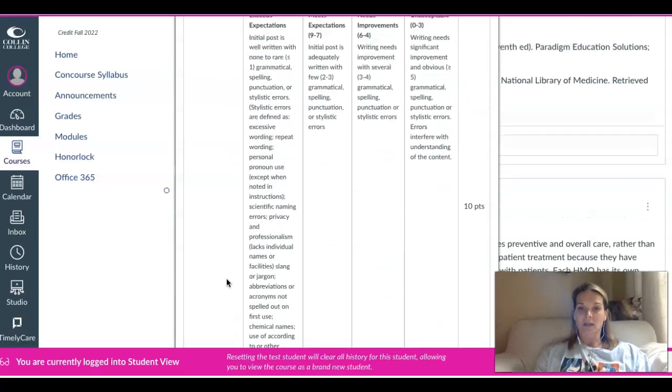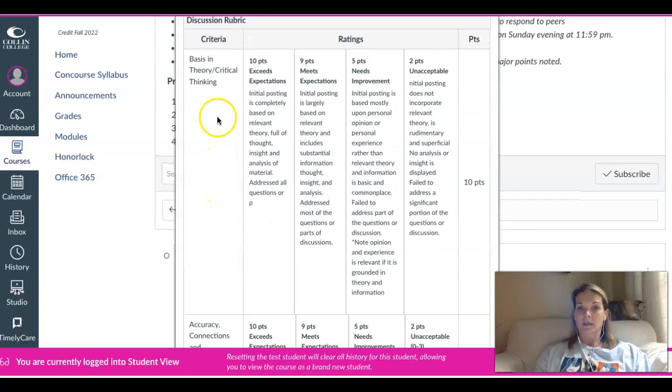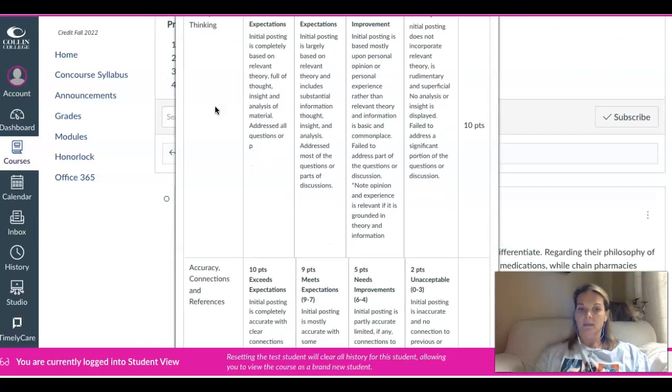So that's how you find your rubric. The other things I look for are theory and critical thinking. Did you answer all the prompts? Did you use critical thinking in your prompts? What I mean by that is, did you take the content from the textbook and apply it to something that you can relate to? So using that theory and knowledge to make sense of the content.